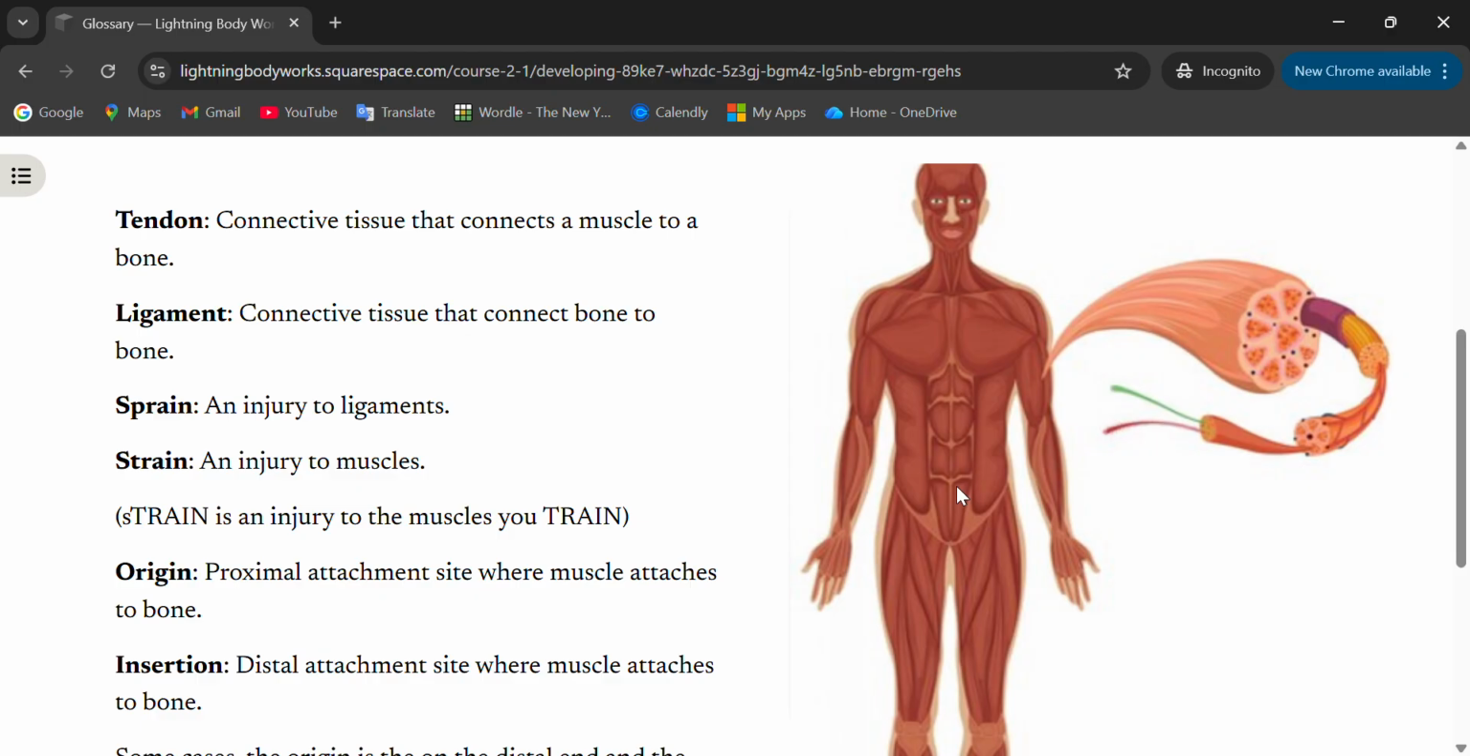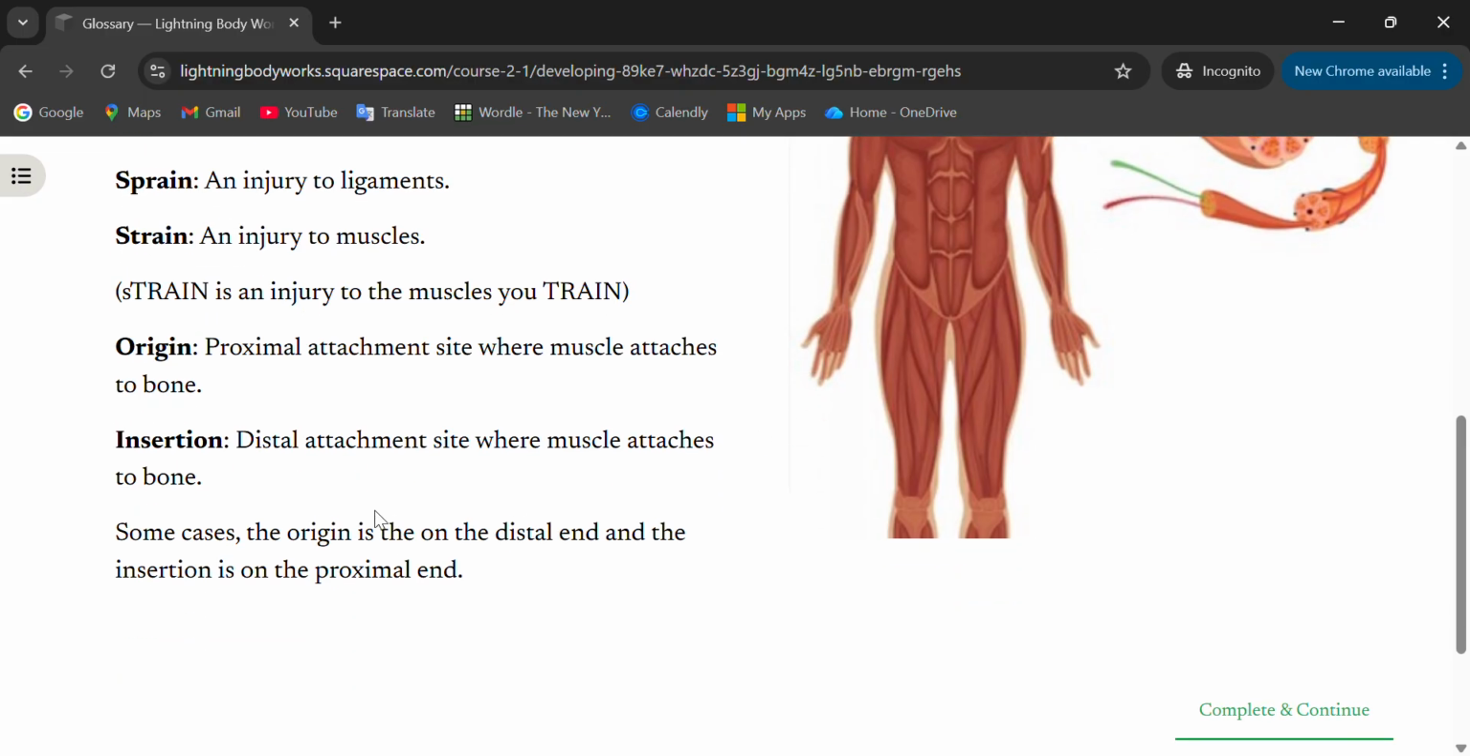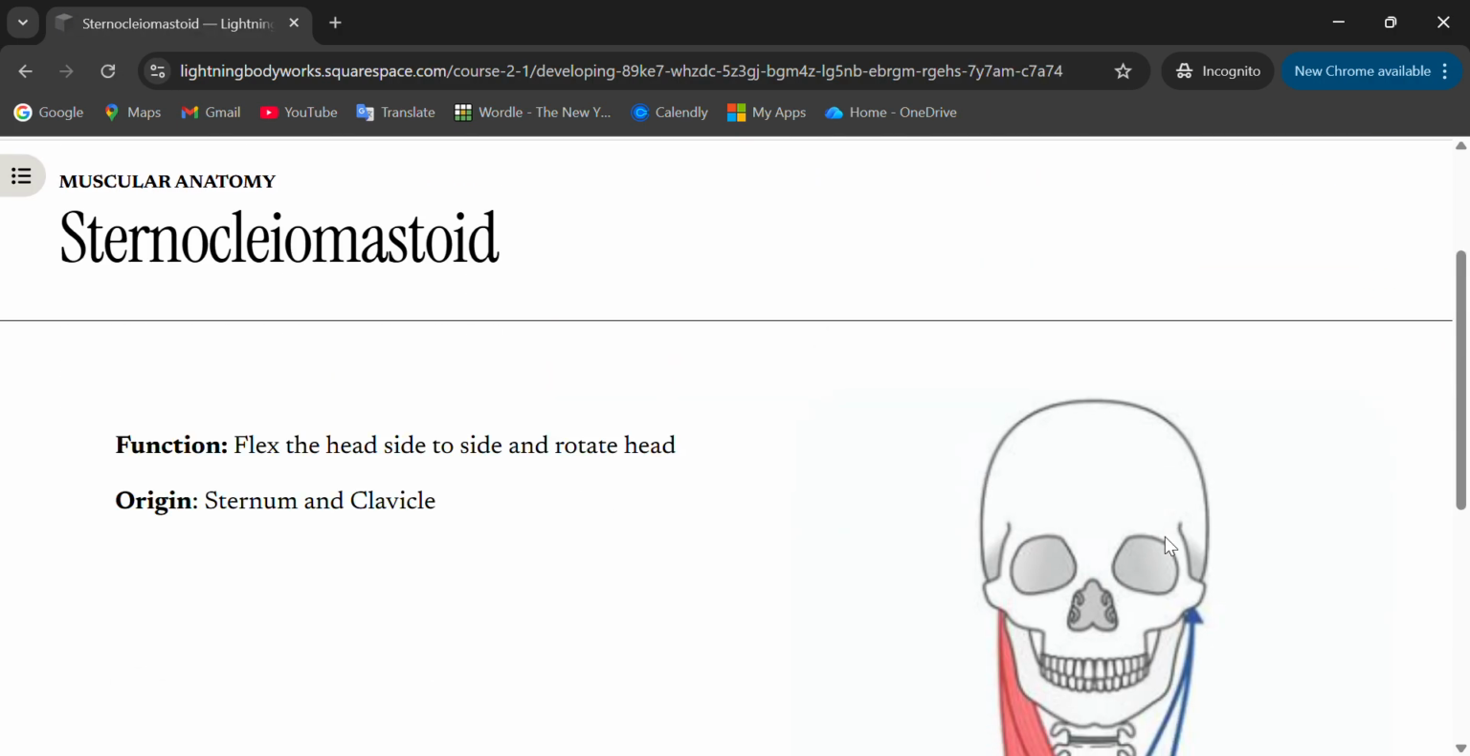Origin is the proximal attachment site. Insertion is distal. So if you remember, proximal is closer to the top of the limb, and insertion is closer towards the bottom of the limb. In some cases it's the opposite, most cases it is not.